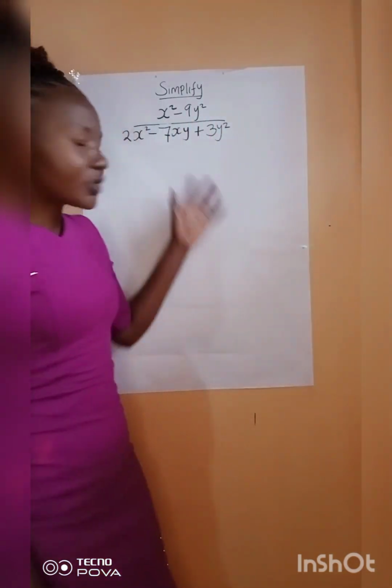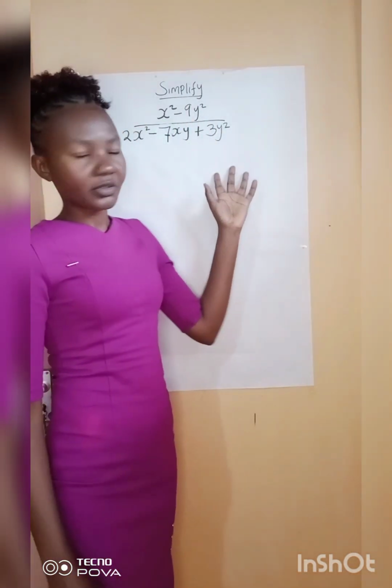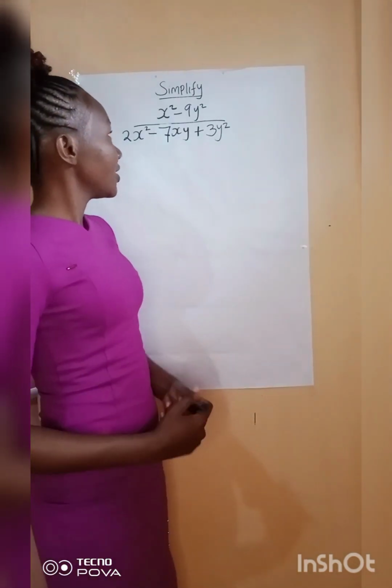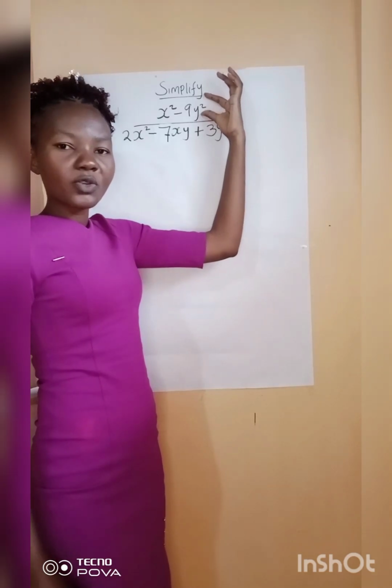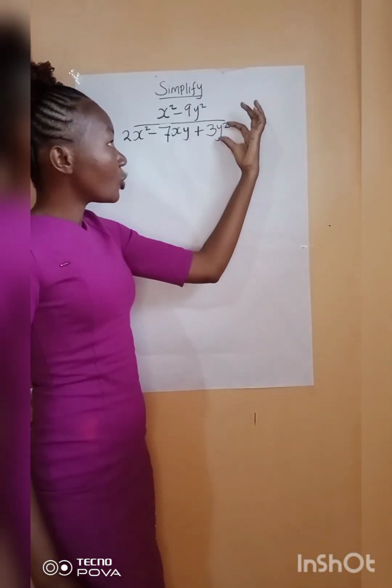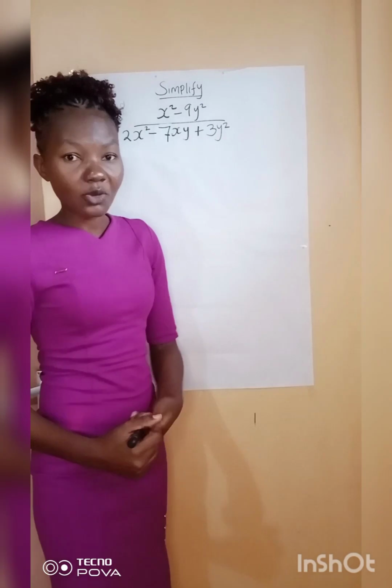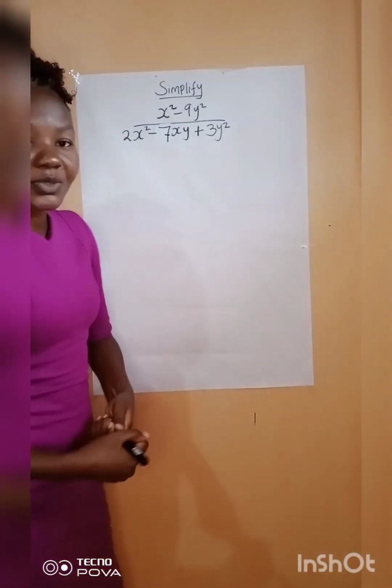And for this video, we are going to look at another concept whereby you are told to simplify the expression. We have our expression here. So what you need to do is simplify the top part, the numerator part, and then the denominator part. And this is how we do it. So we are going to start with the numerators.